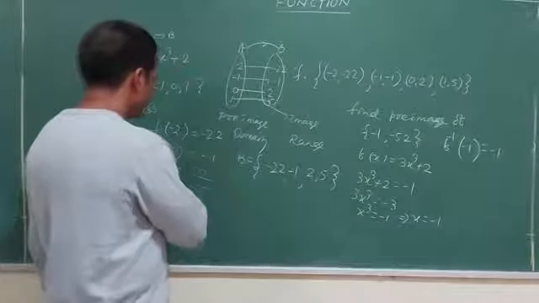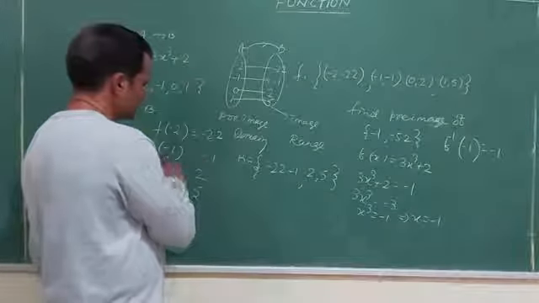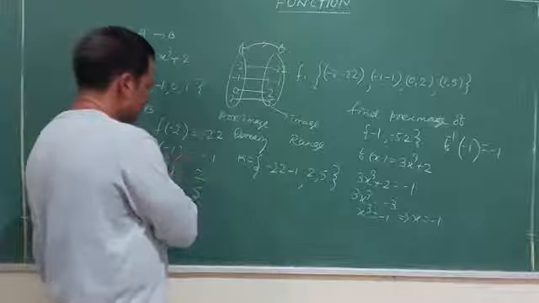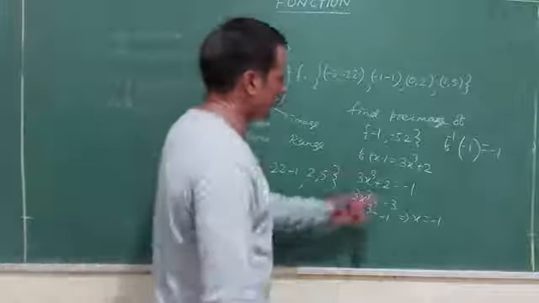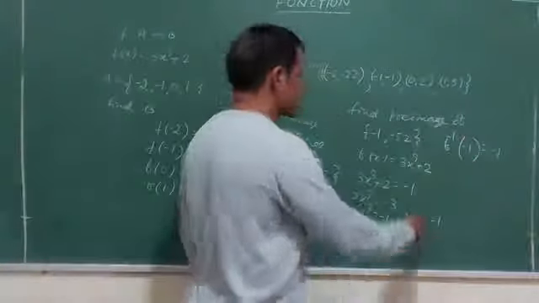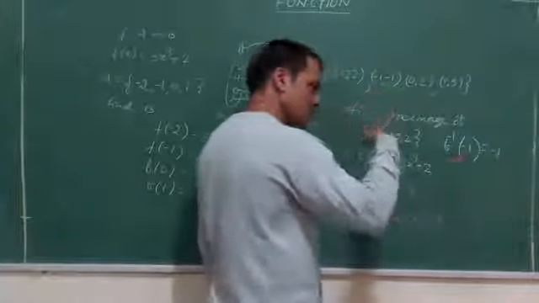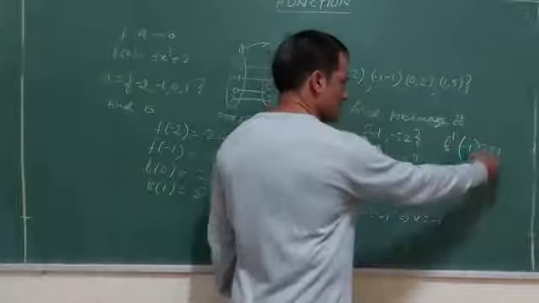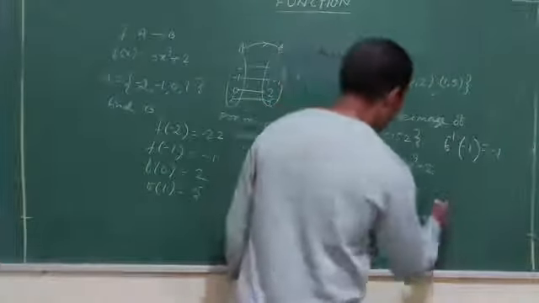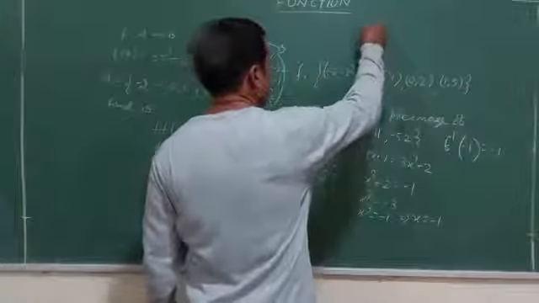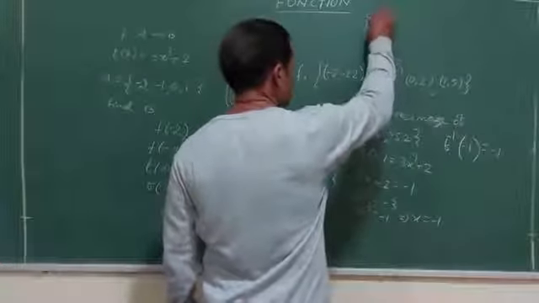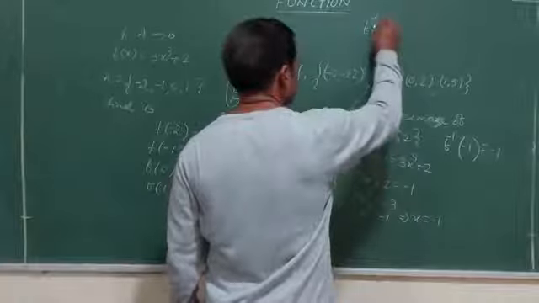Here, what you have written? This is domain. This is range. This is pre-image. This is image. But in this case, f of -1 is equal to -1 means f inverse, so this is the range. I am finding the domain here. Similarly, f inverse of -52.